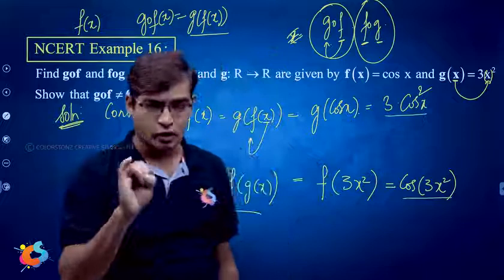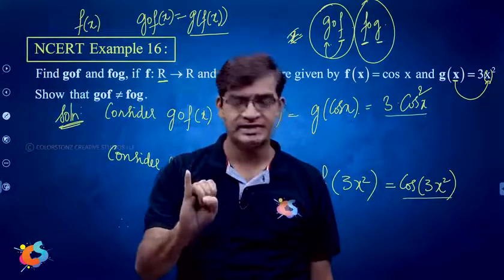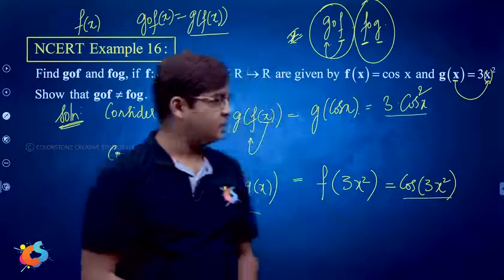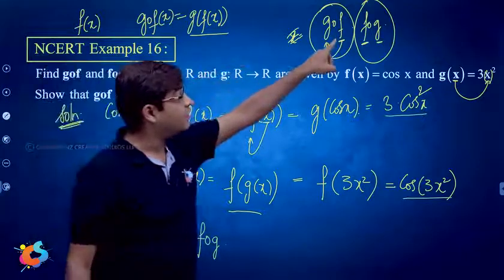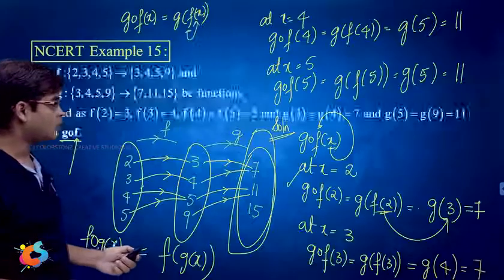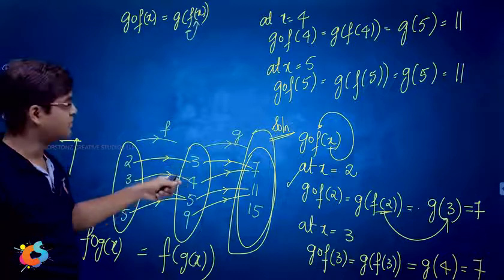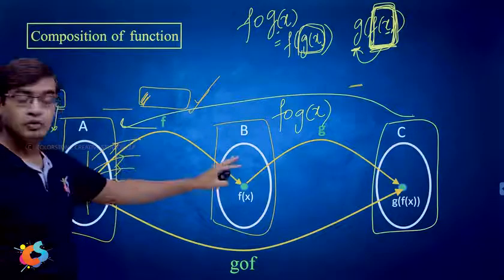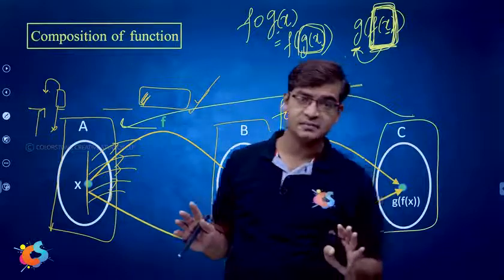So till now, what all we understood? We understood what is a composite function. For a composite function, domain will be decided by the inside function. Codomain will be decided by the outside function. Next, when can you define a composite function? When codomain of inside function and domain of outside function are both same.